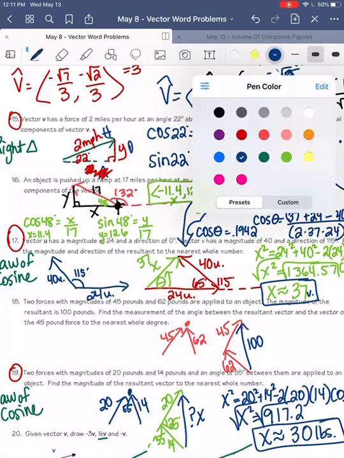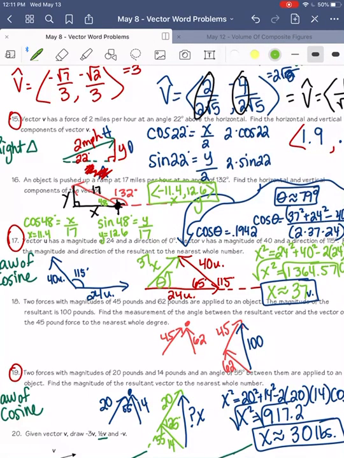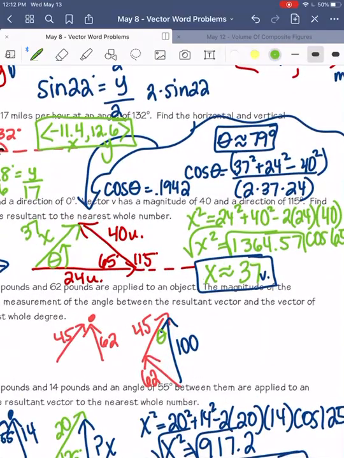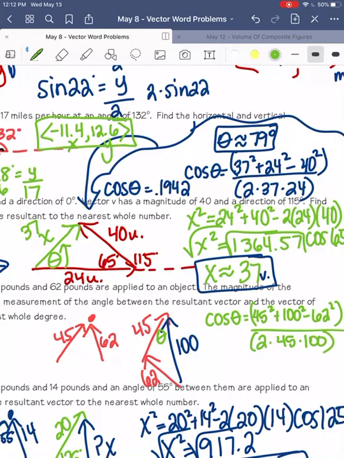It's asking us to find the measure of the angle between the resultant, so that's the 100, and the 45. So that's this angle right here. My question to you is, can I do SOHCAHTOA or do I need to do law of cosines? And the answer is, because it's not a right triangle, we have to do law of cosines. Okay? So if you remember, this is how the formula goes. Cosine theta equals, so the numbers on either side first, minus the one across from it, all over 2 times the first two numbers. Okay?